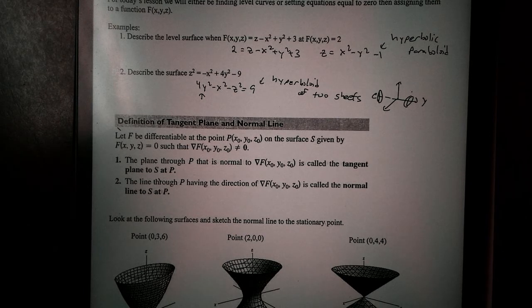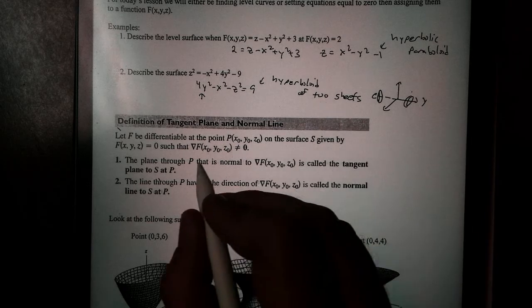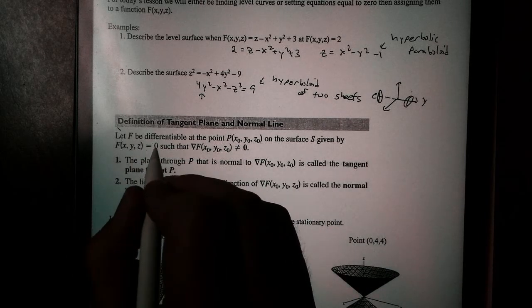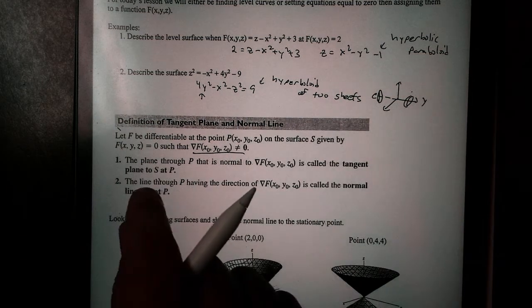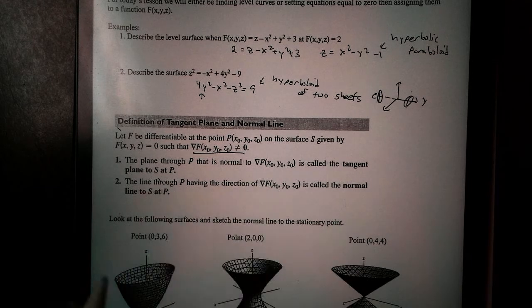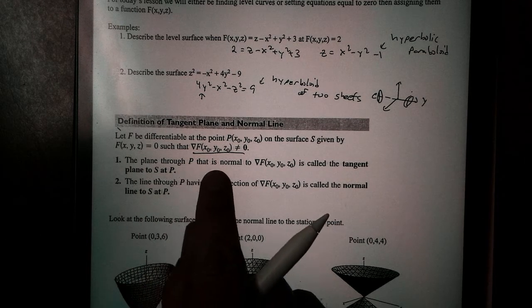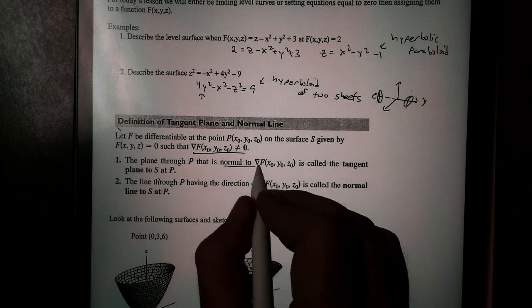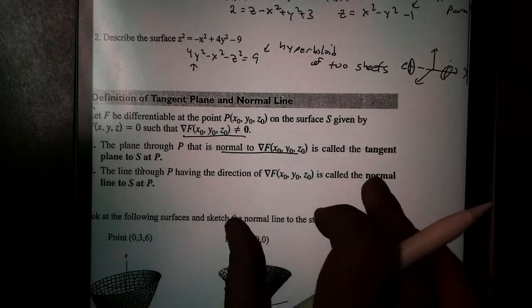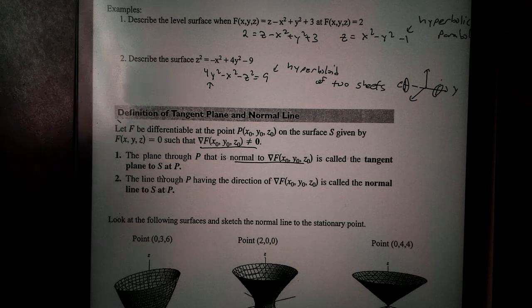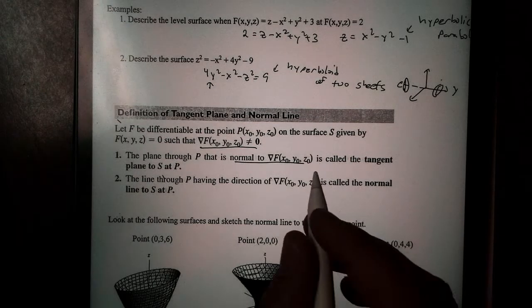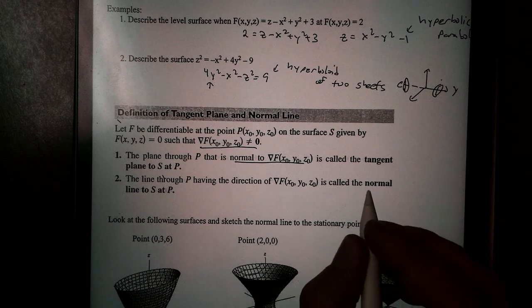So, some definitions of the tangent plane and the normal line. If we have a function on a surface, and the value of the function equals 0, and the gradient is not 0, so we don't want the gradient to be 0, then the plane through P that is normal, remember normal is perpendicular, is called the tangent plane. So basically we can find a tangent plane here, and also we can find a normal line.